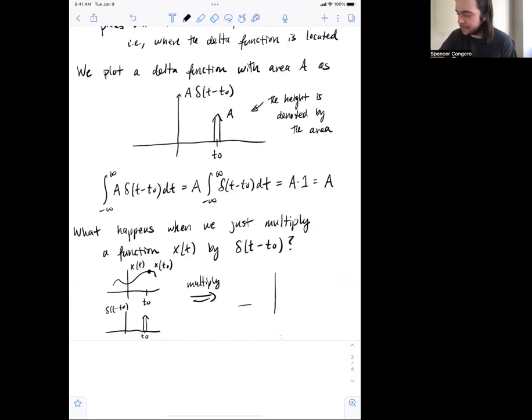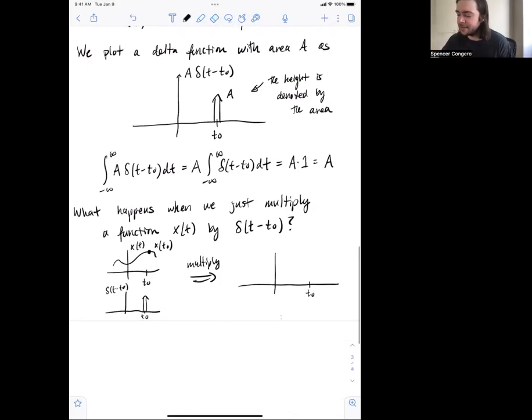Okay, what am I going to get? Well, definitely when I multiply by this delta, it's 0 almost everywhere. So definitely this function should be 0 almost everywhere. The only place where we're not sure what happens is right at t naught. Everywhere else, this function should be 0 because the delta function is 0 everywhere. So what happens at that t naught point?